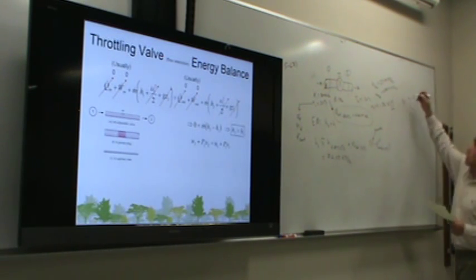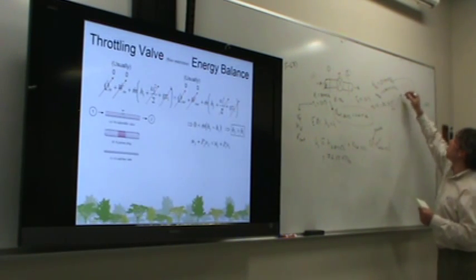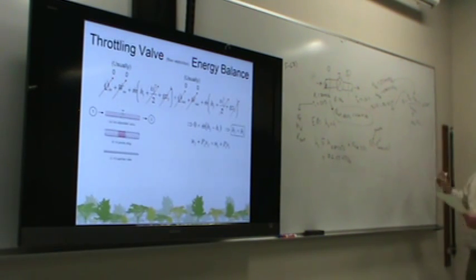Okay? It's easy to see. This goes right here. This goes right here. And to get this, this is just Hg2 less Hf2. So you can do all that at home if you want. So there's the quality at the exit.